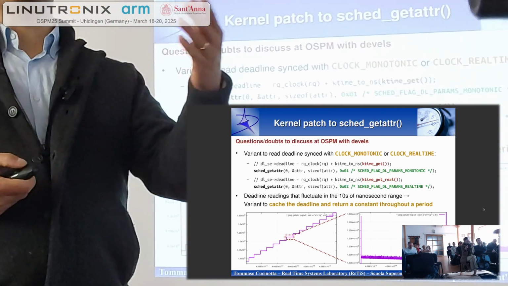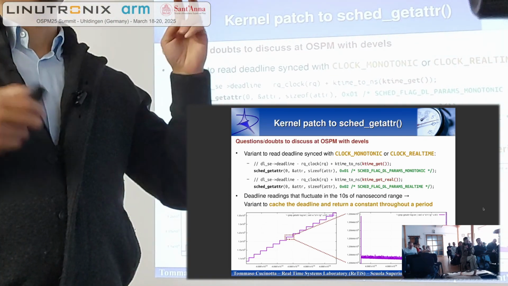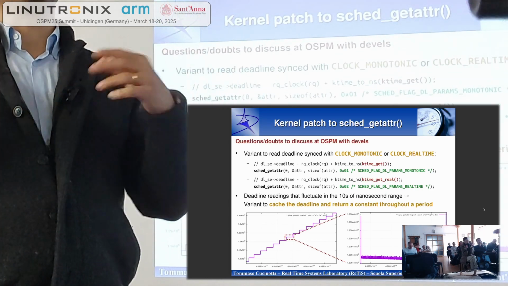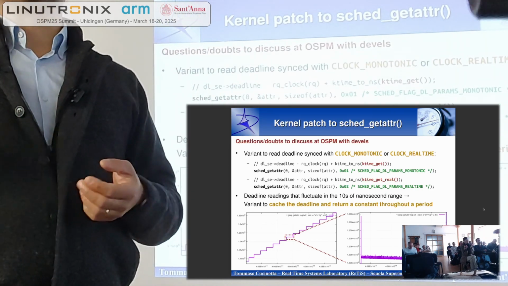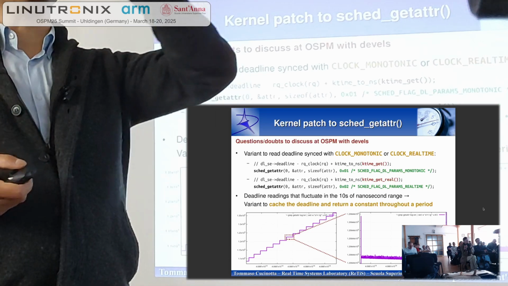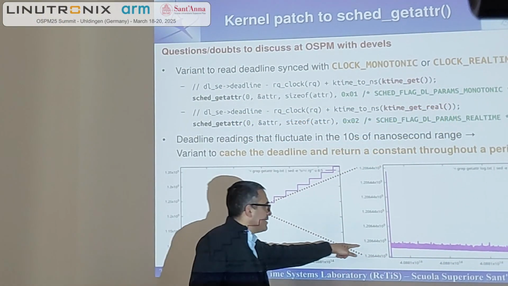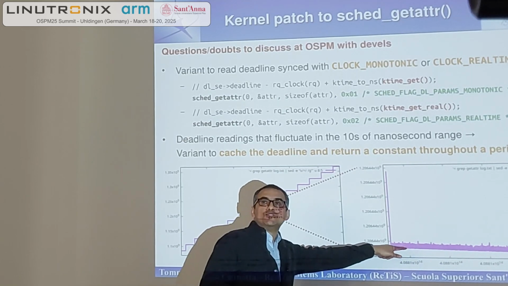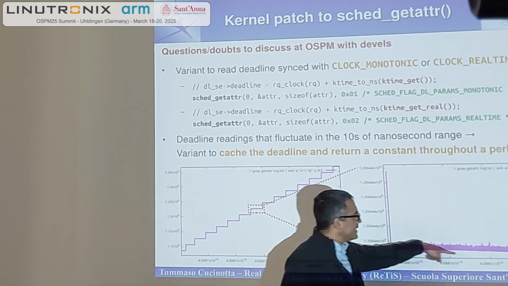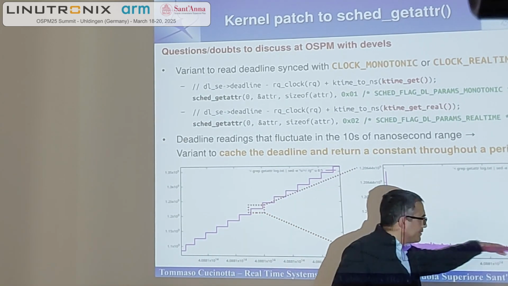So we thought with Yuri, okay, we could cheat and cache the value and return a constant value so that we make the user not complain about this always changing and dancing number. By the way, we're talking about tenths of nanosecond range, okay? But then there is this little drift.